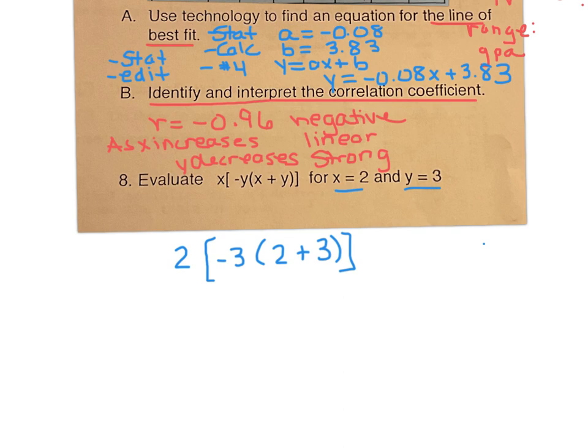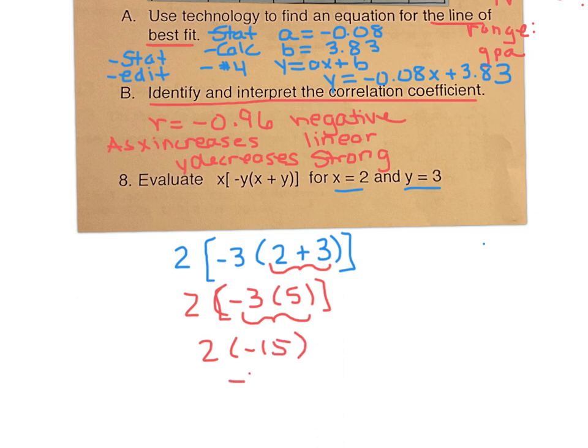Now we need to work inside out on this, so we have to first take 2 plus 3. So that's going to give me, 2 plus 3 is just 5. And then I go ahead and multiply within my brackets, so I'm going to keep going. Negative 3 times 5 is now going to give me negative 15, and then I just multiply. And the answer, when I evaluate it, is negative 30.